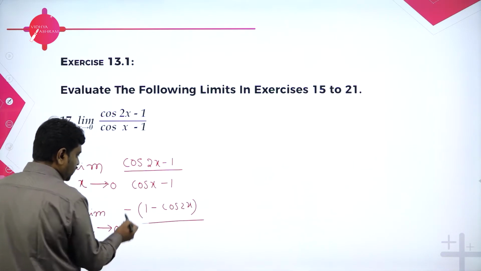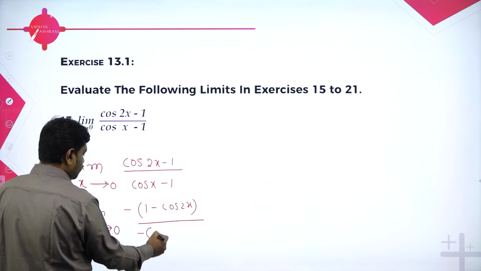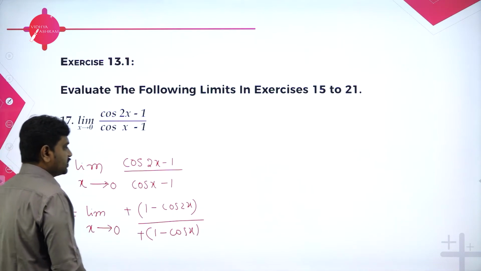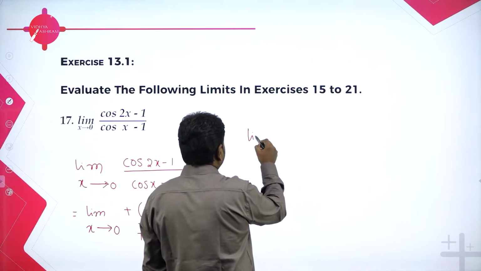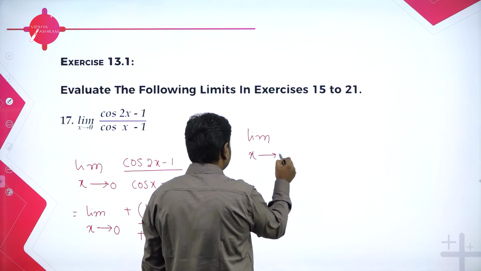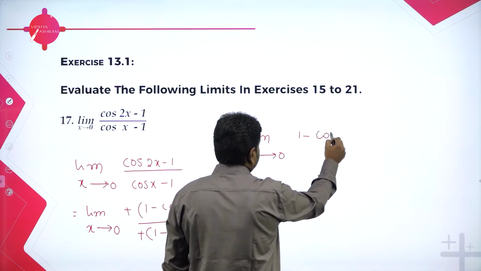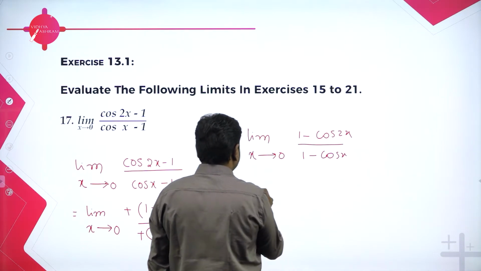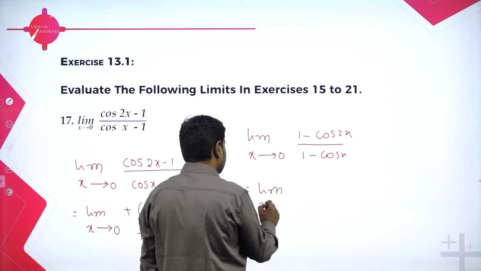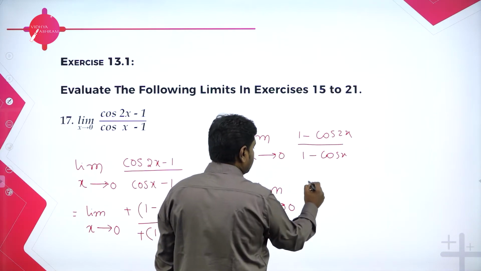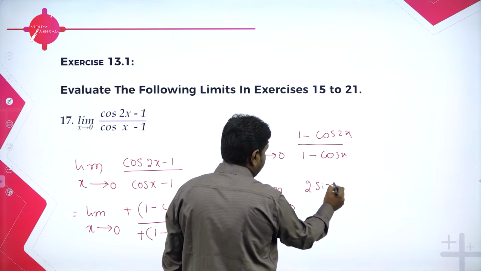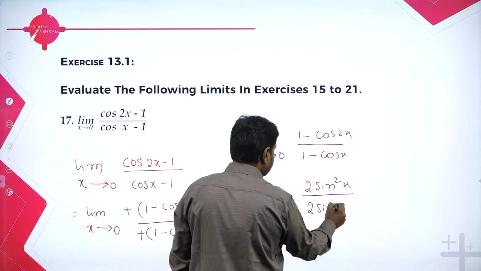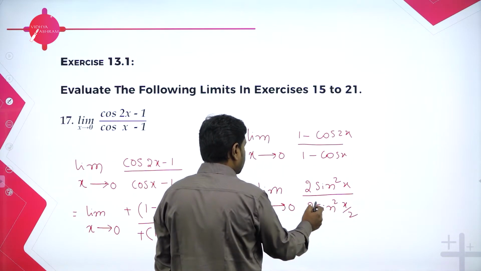Similarly in denominator, I'll take minus common. So 1 will become positive and cos x will become negative. Further, I'll cancel minus and minus. Now I'm left with limit x tends to 0, 1 minus cos 2x divided by 1 minus cos x. That is, further I can write limit x tends to 0, 1 minus cos 2x as 2 sin square x, and 1 minus cos x as 2 sin square x by 2. Now I can cancel 2 and 2.